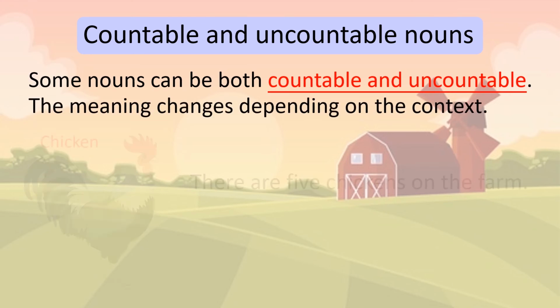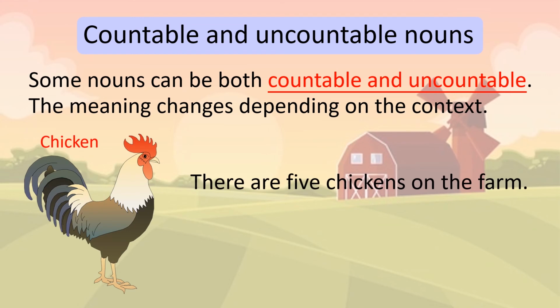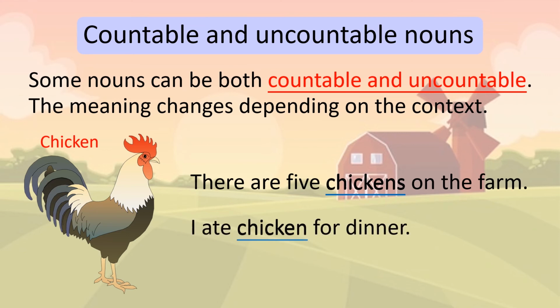Chicken. There are 5 chickens on the farm. Here we are referring to the type of animal on the farm, and we can count the number of chickens, so it is countable. However, when we use this in a different context, for example, I ate chicken for dinner. In this example, we are referring to the food, which is uncountable. The noun chicken means different things in each example.